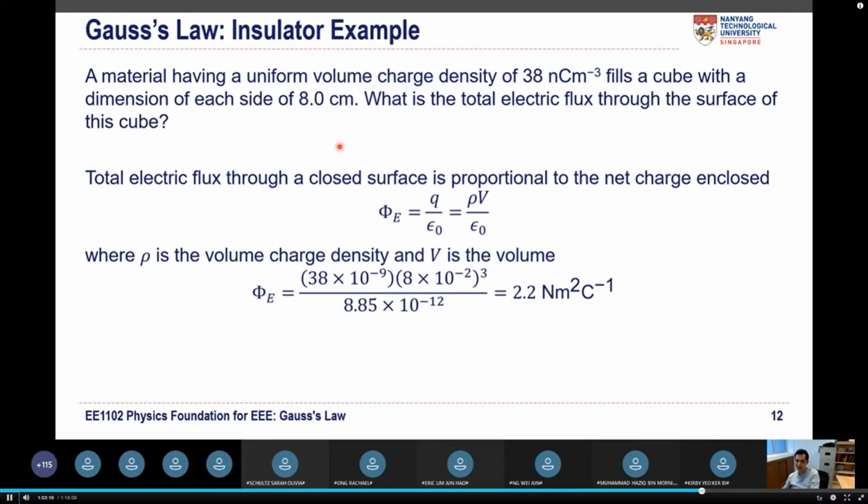So how do we calculate that? We know that the total flux is going to be equal to the total charge enclosed inside the cube divided by epsilon 0. Because we know the volume charge density and we can calculate the volume of that cube, since we're given the length of each side, which is 8 centimeters, we can calculate the flux this way. Okay, that's pretty straightforward. Any questions up to this point?